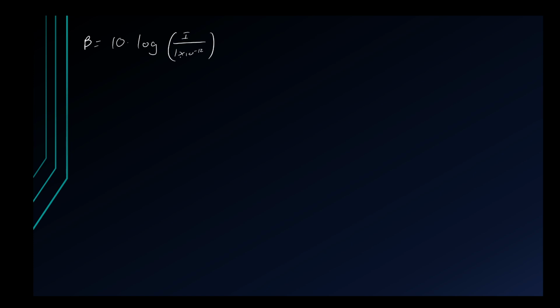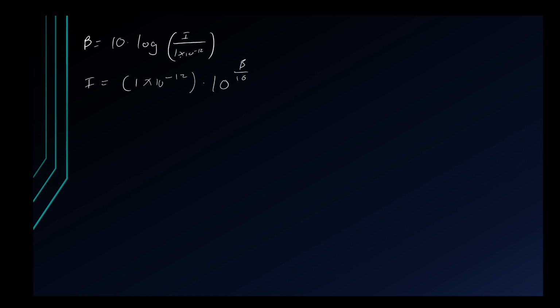I won't necessarily do the algebra here, but you can do it yourself. It should get you 1 times 10 to the minus 12 times 10 to the power of beta divided by 10, as the intensity.